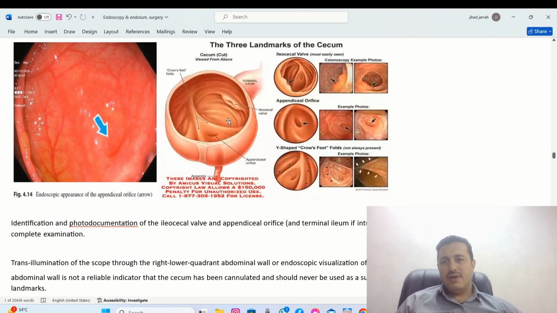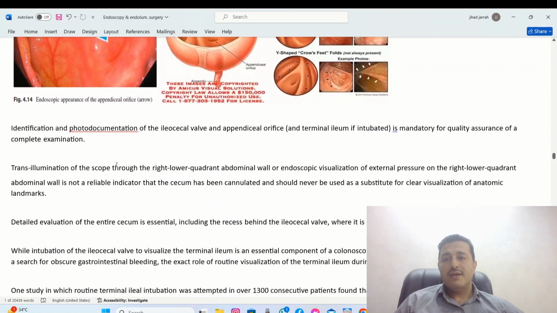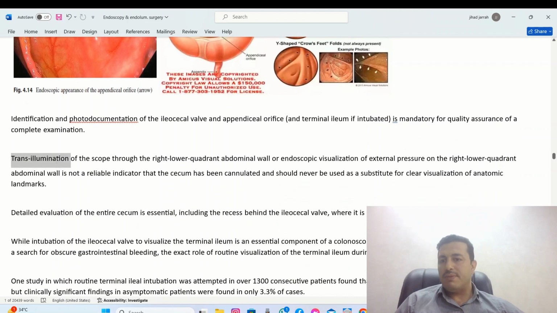To ensure that we did a complete colonoscopy, we should photo document our procedure. This is to ensure quality of the complete exam. Transillumination can be used, but it is not a reliable indicator for complete colonoscopy or reaching the ascending colon and the cecum.